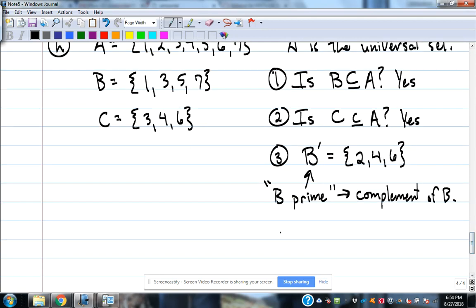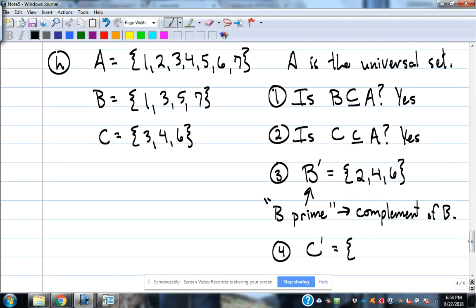Okay, let's do the same thing for C prime. What's the complement of C? C has 3, 4, and 6 in it. And 6 is in C, so 6 can't be part of the complement, so it'd just be 1, 2, 5, and 7 out of that. That's what a complement is. Pretty simple idea there.